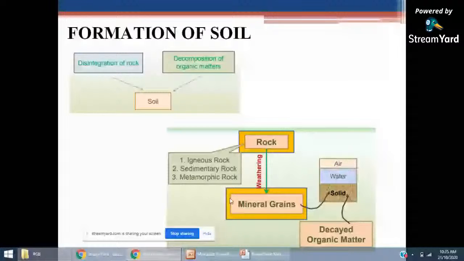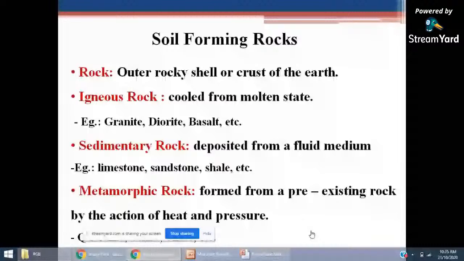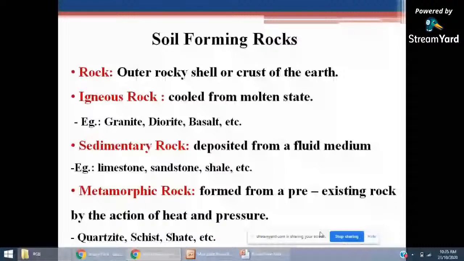Now, soil forming rocks. So what is soil forming rocks here? So there are certain points. So let us go one by one. So first is your rock, outer rocky shell or crust of the earth. That means it is the uppermost part of the parent rock, a big parent rock, which is known as your outer rock shell or crust of the earth. Earth means soil. Rock is also soil for us.